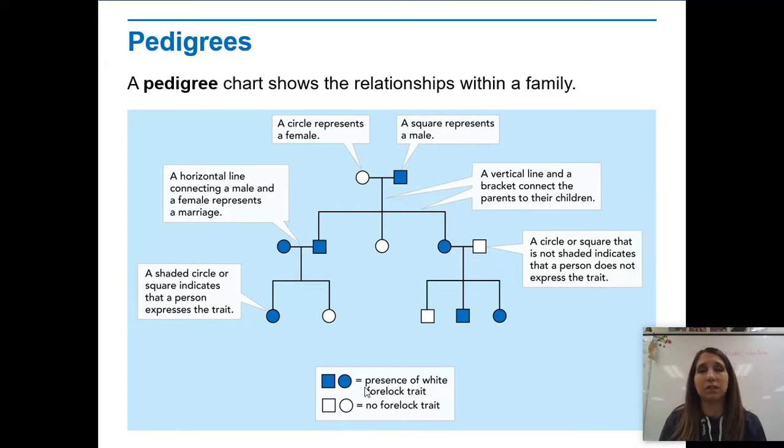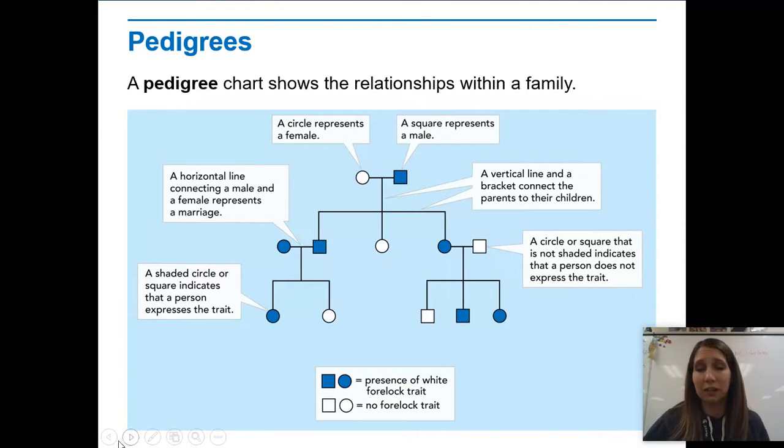It could be the presence of the hitchhiker's thumb, right? It could be the presence of blue eyes or type O blood or whatever. But whatever it is we're trying to investigate and look at, that's what the trait is, okay? If you have an empty circle or square, that means that individual does not have the trait. So importantly, we're not using genotypes to construct these things.